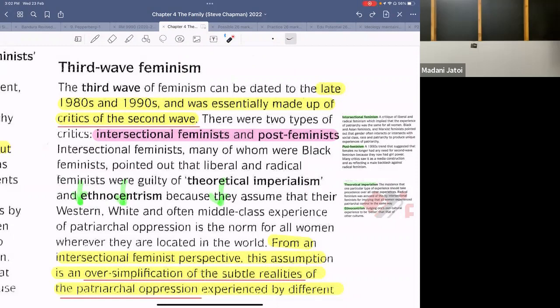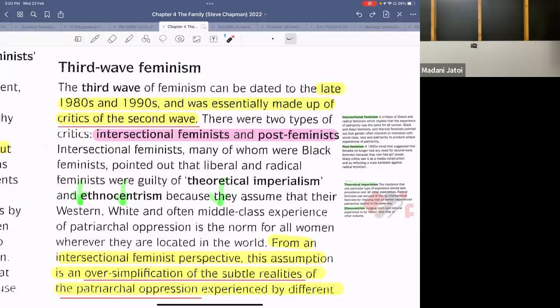So yeah, after this tiny little break, let's start again. We just got over discussing the first and the second wave of feminism, taking a start with the third wave of feminism. This third wave, you could date it back to the late 1980s and 1990s. They were essentially made up of the critiques of the second wave.